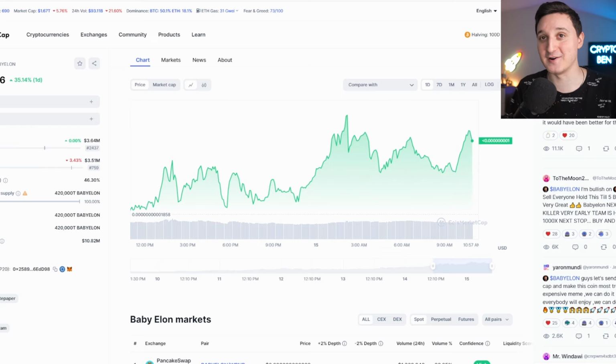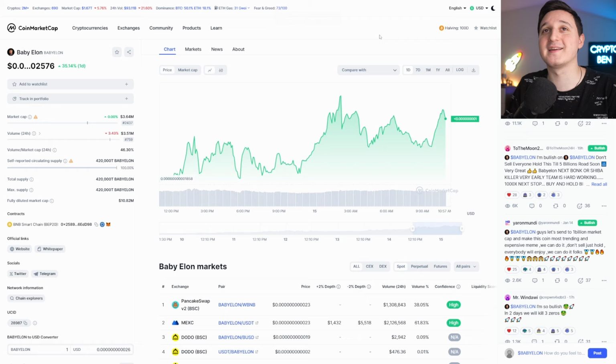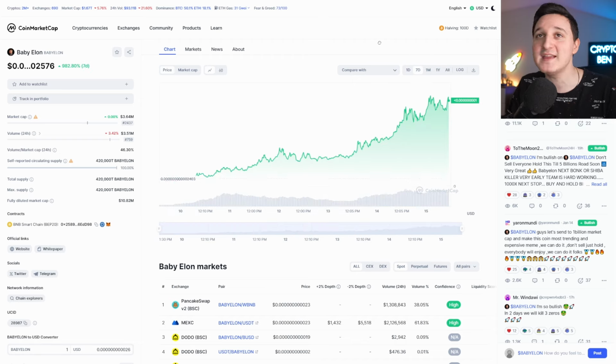Okay, let's go. So here we are on CoinMarketCap. Right now the market cap for this coin is at $3.6 million. As you can see, in the last 24 hours we did go up by 35%, which is super interesting because in the last 7 days this coin actually did a 10x, like 982% increase. That's absolutely amazing to see.